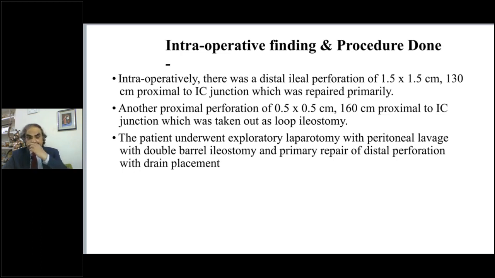Don't be so defensive in these cases, especially trauma cases with a score which is good. We should be able to go for primary repair. Thank you, you answered well. We move on to the next cases.